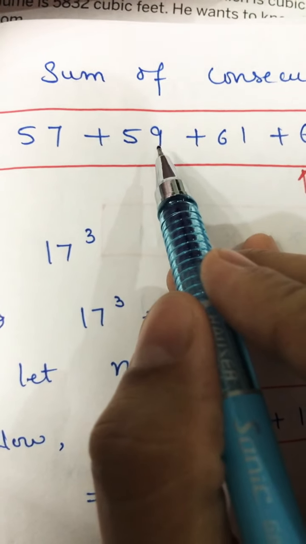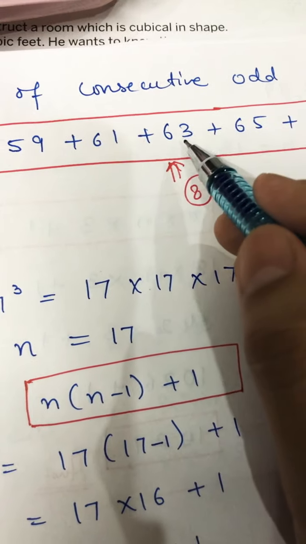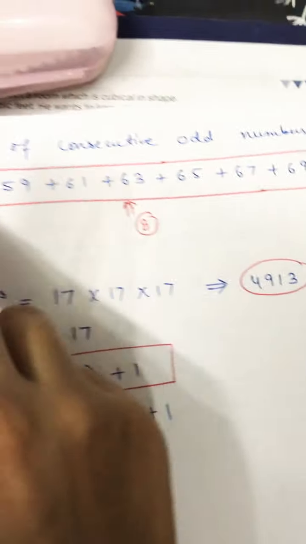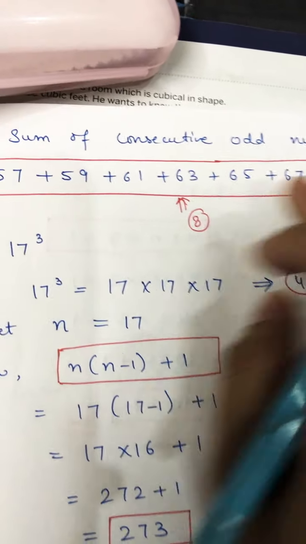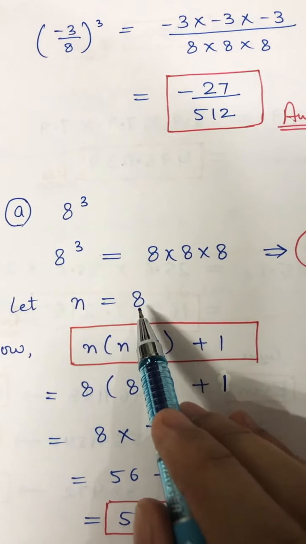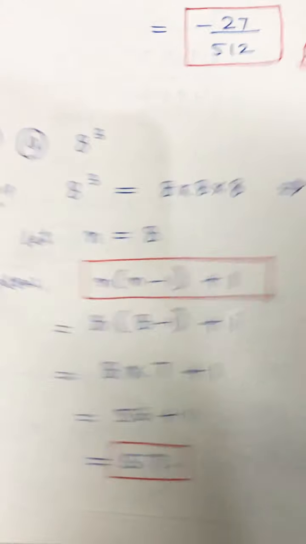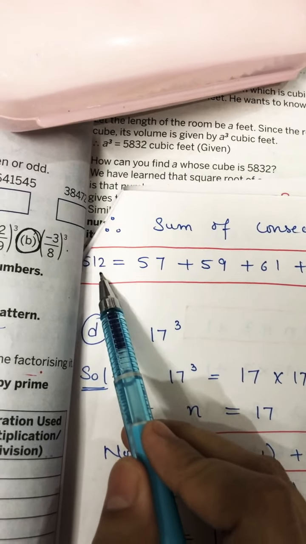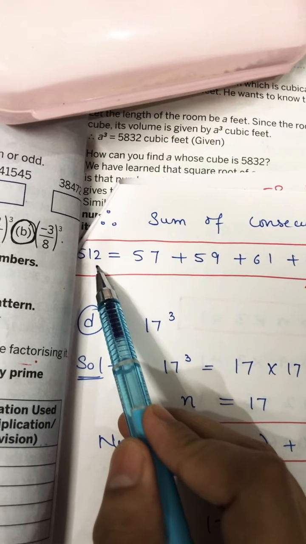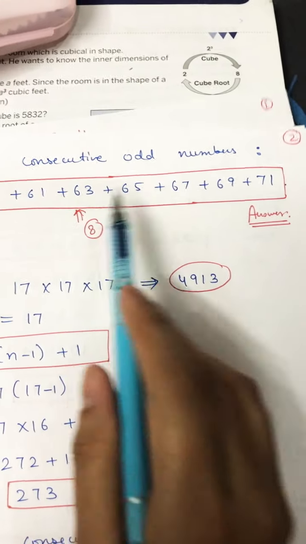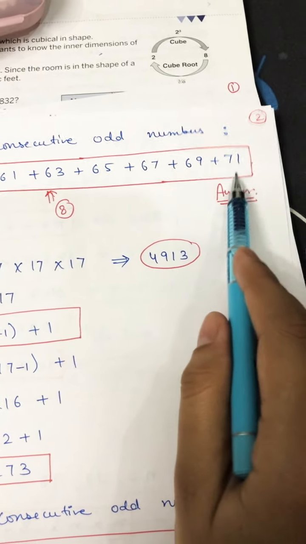So in this way you write down 57, the next odd number is 59, then 61, 63, 65, 67, 69, 71. How many do you have to write down? You have to write down 8, because in the question your n is 8. So you have to write down 8 consecutive odd numbers. The sum of these consecutive odd numbers is equal to 512, which is 8 cubed. Now write down 57 plus 59 plus 61 plus 63 plus 65 plus 67 plus 69 plus 71.